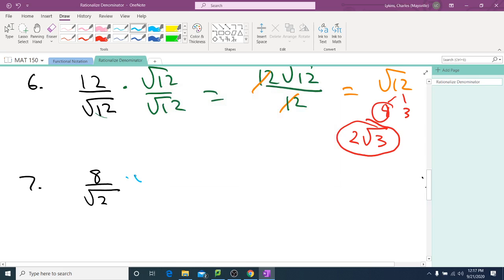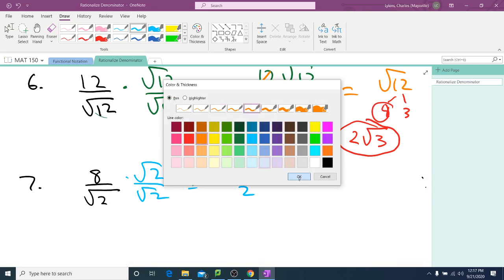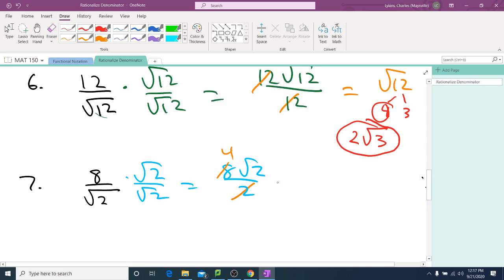Okay, so now I'm going to do the square root of 2 over square root of 2. That gives me 8 square root of 2 over 2. And then 2 goes into 8 4 times. This is my answer. Now notice 2, I cannot break it down.